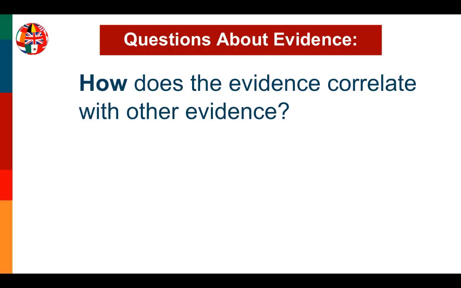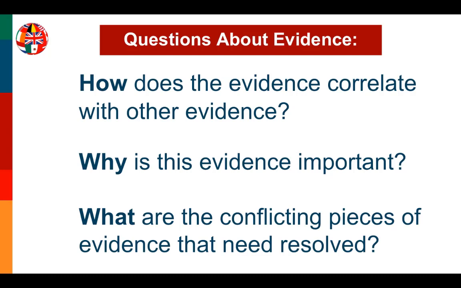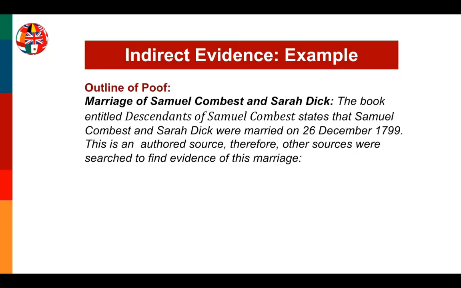And how does the evidence correlate with other evidence? Why is this evidence important? And what are the conflicting pieces of evidence that need to be resolved? This example is an outline of indirect evidence that was used to prove the marriage of Samuel Combest and Sarah Dick. In the overview, the researcher states the marriage information as found in the book entitled Descendants of Samuel Combest. This is an authored source, so more evidence is needed to prove this marriage.